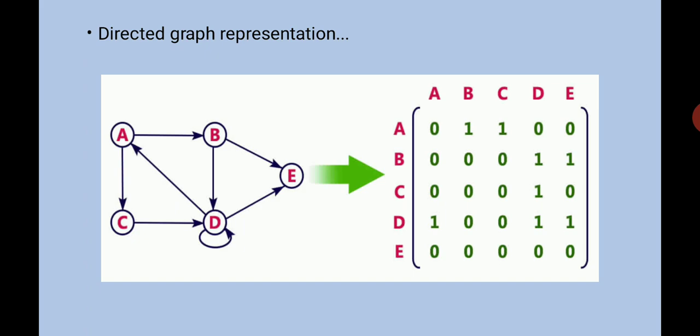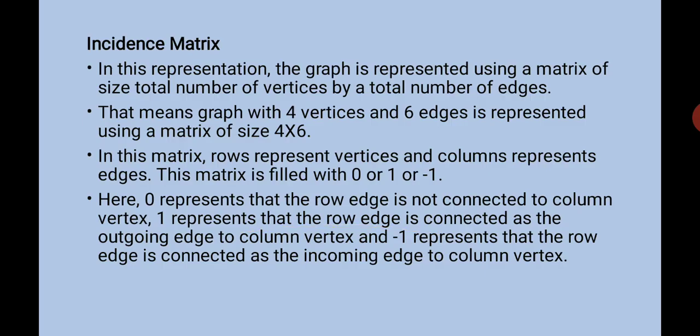So from B to D I put 1, and B to E I put 1. So this is how you do it in a directed graph: 0 and 1. Please remember. Next we come to the incidence matrix.